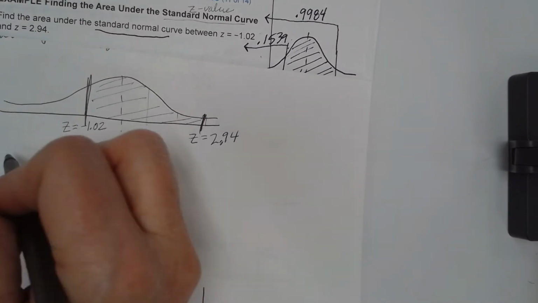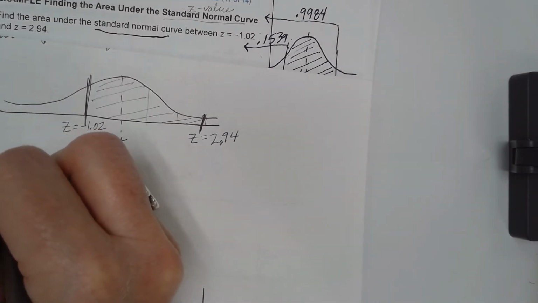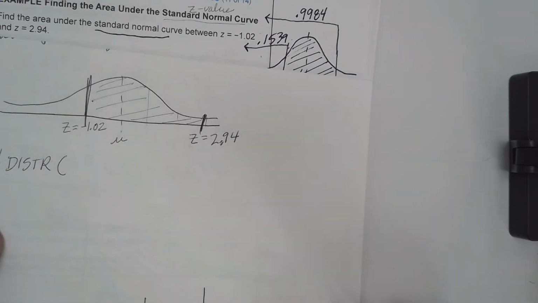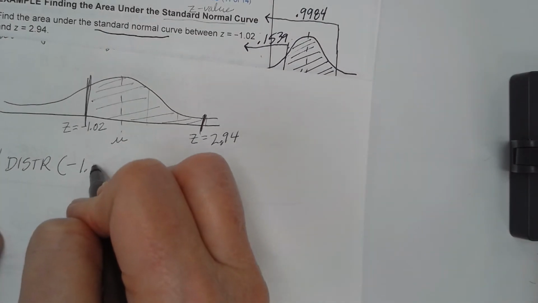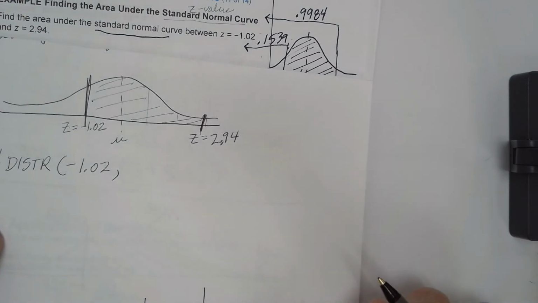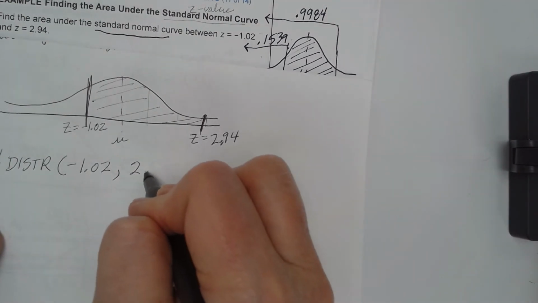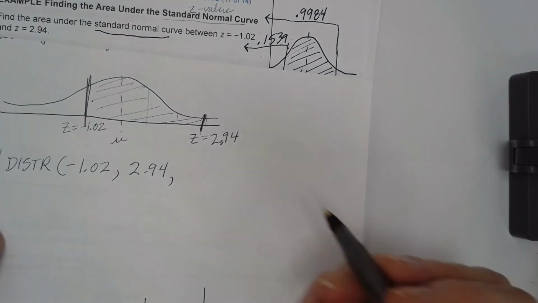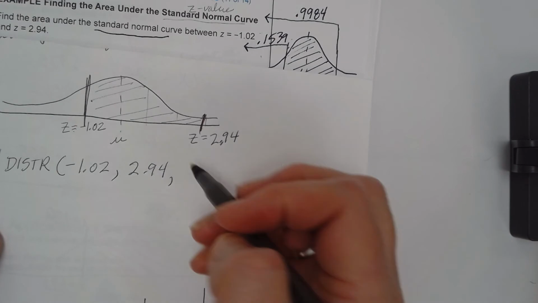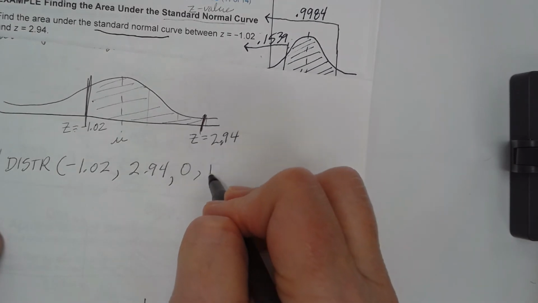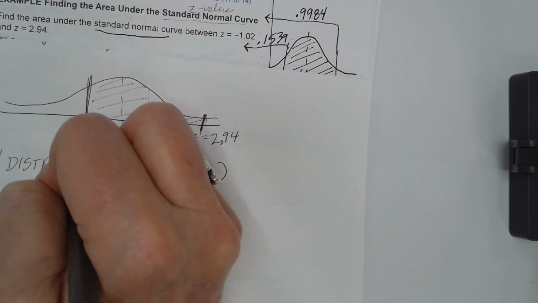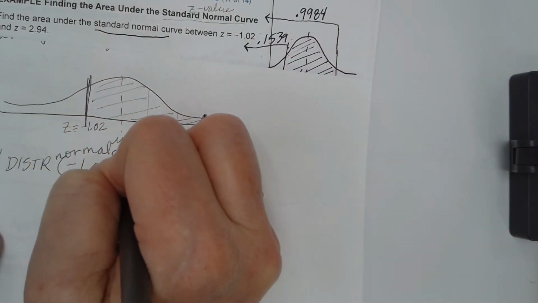So if you put that in your calculator, second distribution, what's the lower boundary? Negative 1.02. What's the upper boundary? 2.94. What's the mean? 0 and 1, because these are z-scores that I put in there. So 0 is the mean, 1 is the standard deviation. And I keep forgetting for some reason to write normal CDF.